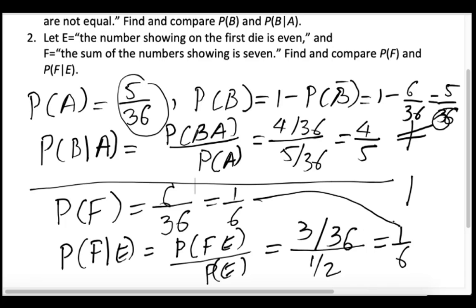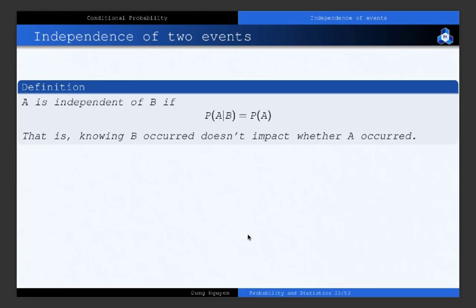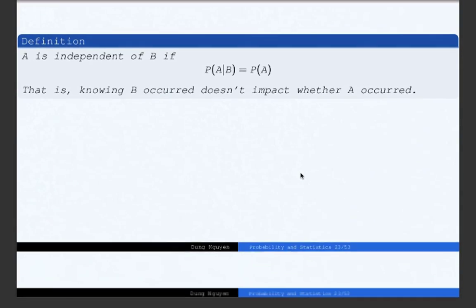Later you see that the conditional probabilities and unconditional probabilities could be the same or different. If they are the same, you say that the two events are independent. Otherwise, you say that they are not independent. A and B are independent, or stochastically independent, if the conditional probability and the unconditional probability are the same, which means that knowing B occurred doesn't impact whether A occurred.